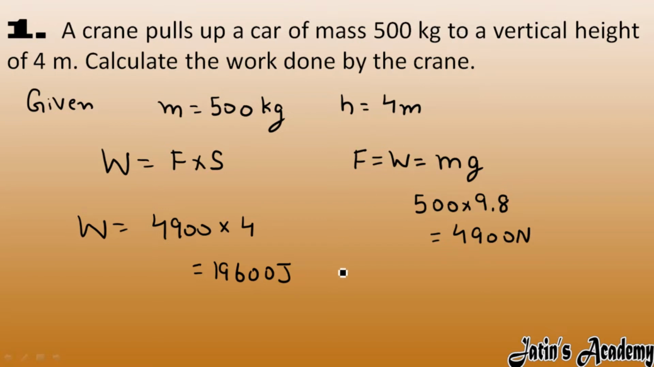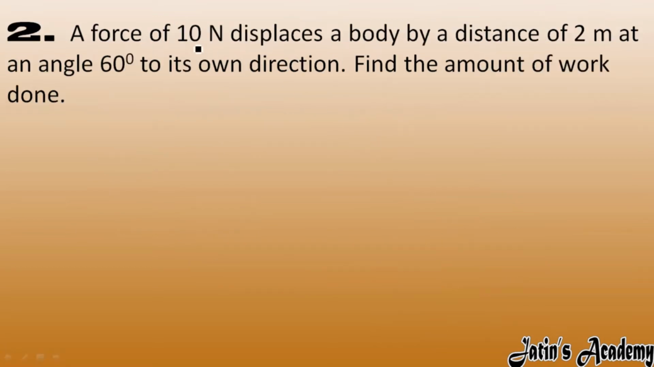So this is the work done by the crane that pulls up a car of mass 500 kg. Now you can also convert it into kilojoule. How? By dividing by 1000 and multiplying by 1000. So this 1000 joule becomes kilojoule, and here we got 19.6. So total work done in this case we can say is 19.6 kilojoule. Clear? Next we have: a force of 10 Newton displaces a body by a distance of 2 meter at an angle of 60 degree to its own direction. Find the amount of work done.